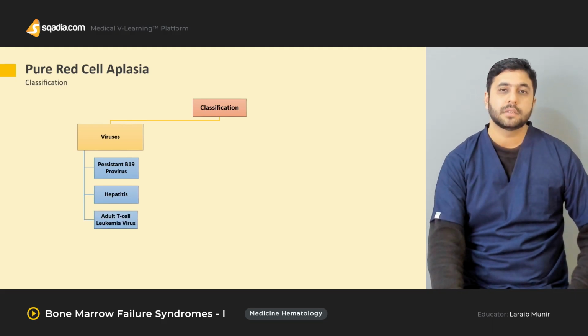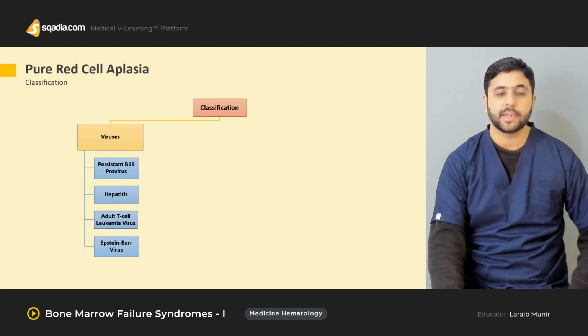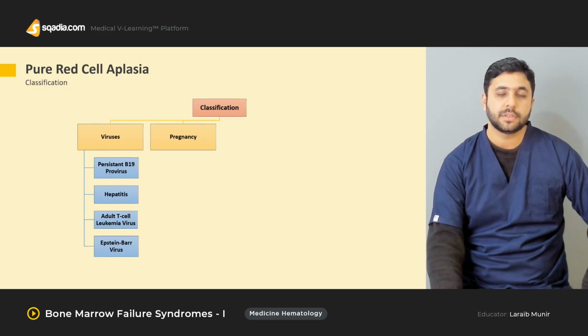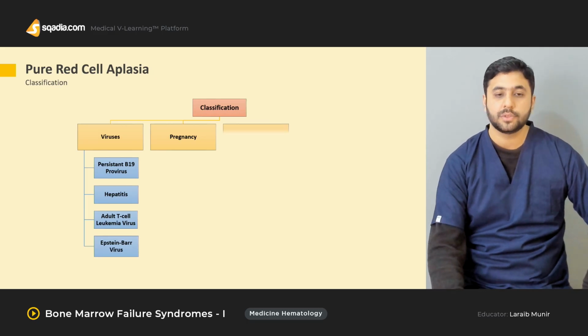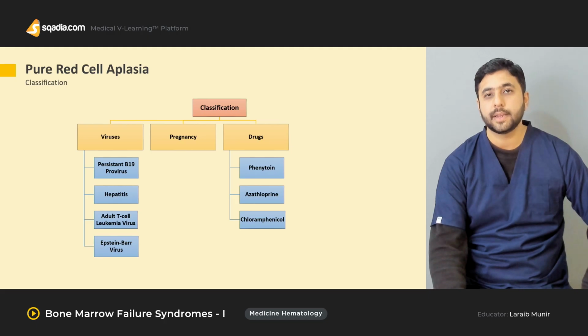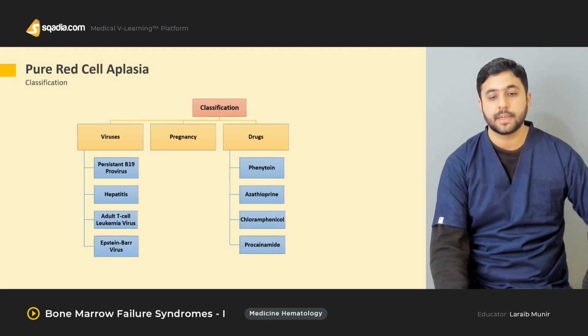Adult T-cell leukemia virus, which leads to hairy leukemia, can also have this presentation, and Epstein-Barr virus, as we talked about in aplastic anemia, can also lead to an RBC aplasia. Rarely, females who are pregnant can have a pure red cell aplasia, and it goes away after the pregnancy is over. Certain drugs like phenytoin, the anticonvulsant drug, azathioprine, anti-tumor drugs, and chloramphenicol, the historic antibiotic which is not used now because it has been very seriously linked to abnormalities of the bone marrow, can cause aplastic anemia or RBC aplasia.